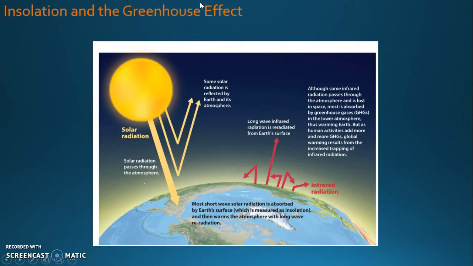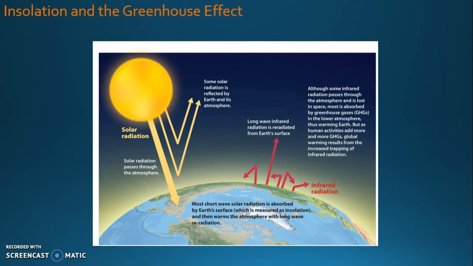The greenhouse effect, that is a big one. That's a big topic because we'll be talking about global warming and why it happens. But here what you need to remember is that the greenhouse effect itself is natural. And if we didn't have it, the Earth would be completely frozen over. So we do need to have some greenhouse effect.